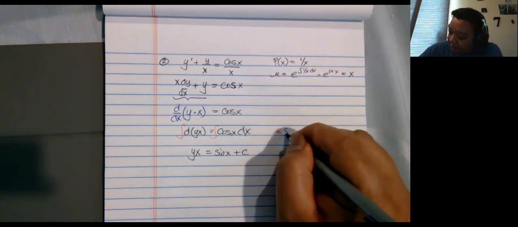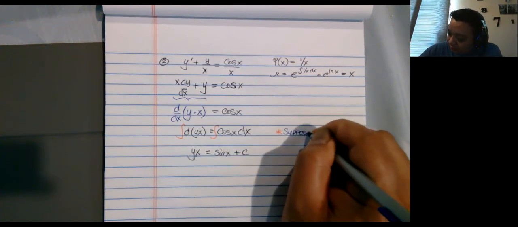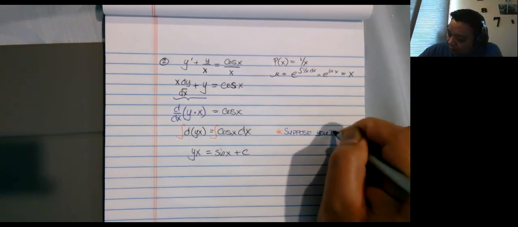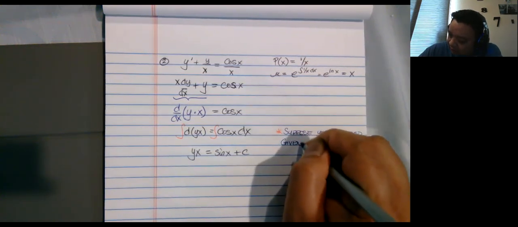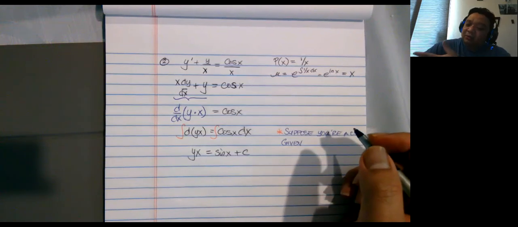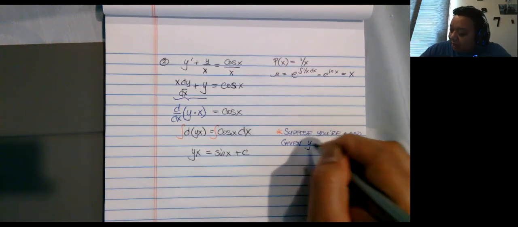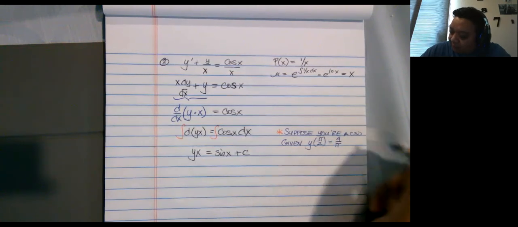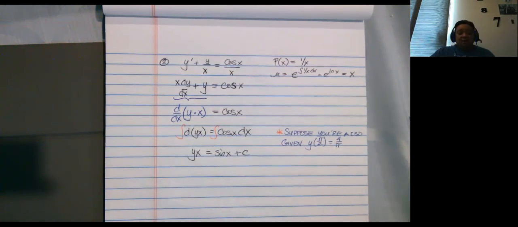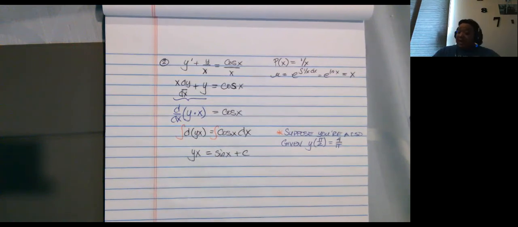So suppose you are also given initial conditions, right? So let's do one with initial conditions on it. So y of pi over 2 is equal to 4 over pi. Okay. So I want to give initial conditions. So which means I have to find this c, right? And I already told you before, it is up to you when you want to do it. You can do it after you solve for y, or you can do it now, right?